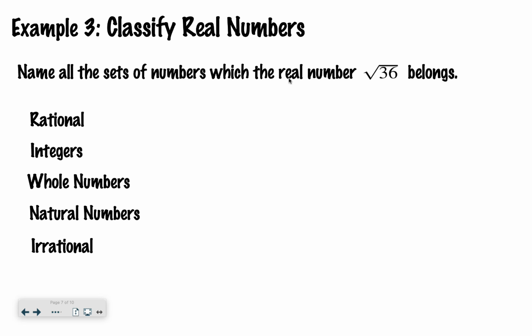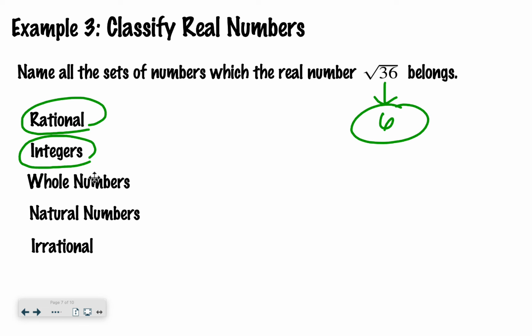All right. Now let's name all the sets of numbers to which the real number, the square root of 36, belongs. In order to know, I have to actually figure out what the square root of 36 is. That's 6. Okay, so now I'm going to go based on this number and say, is 6 a rational number? Yes, it's rational. Is it an integer? Yeah, it's a number that doesn't have a decimal. Is it a whole number? Yes, because it is a counting number. And it is a natural number because, again, it's a counting number. However, since it's rational, it cannot be irrational.